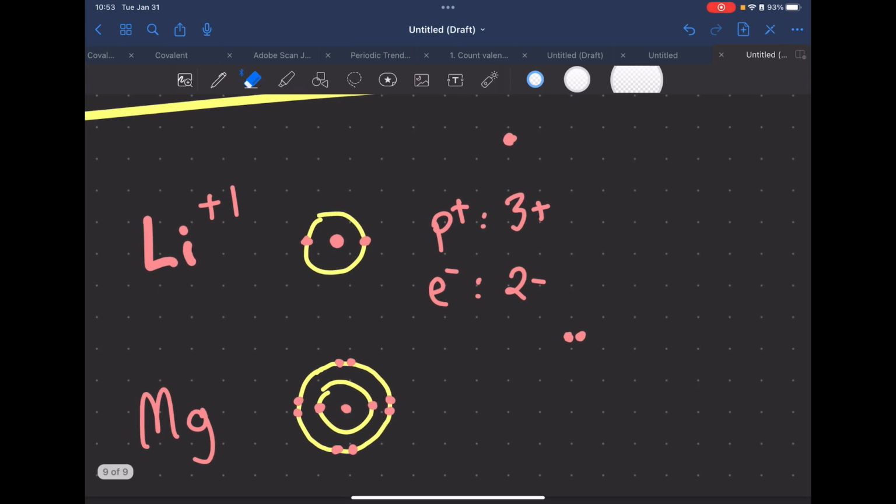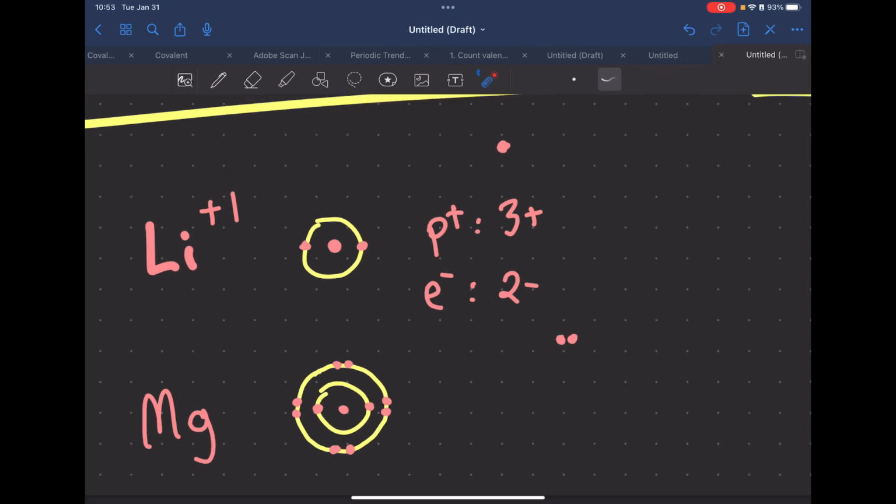The reason that magnesium wanted to lose 2 electrons is because once it loses 2, check it out. Now it has an octet as its outermost valence shell, right? Now it's got 1, 2, 3, 4, 5, 6, 7, 8. And octets are great. Octets are very stable. So the magnesium is not super happy just losing 1 electron. It's going to give 2 electrons away, okay? Because it wants to get to that octet.